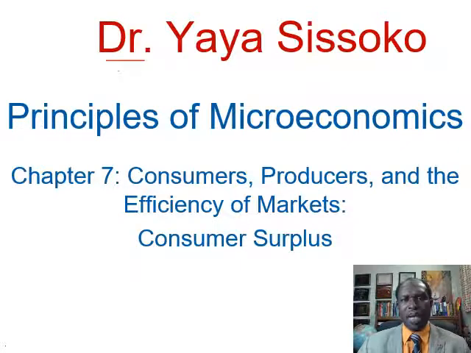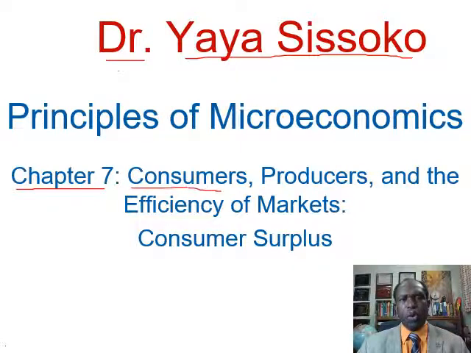Hello, my name is Dr. Yaya Sissoko. Today we're going to talk about Chapter 7, Consumer, Producer, and the Efficiency of Market, Consumer Surplus.